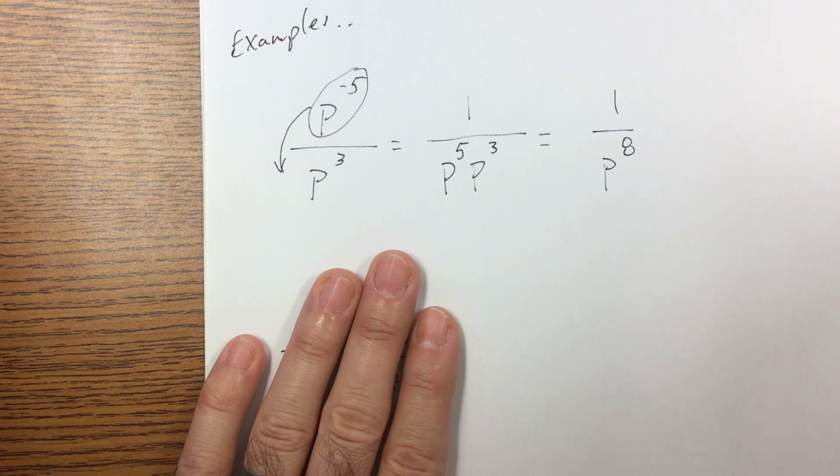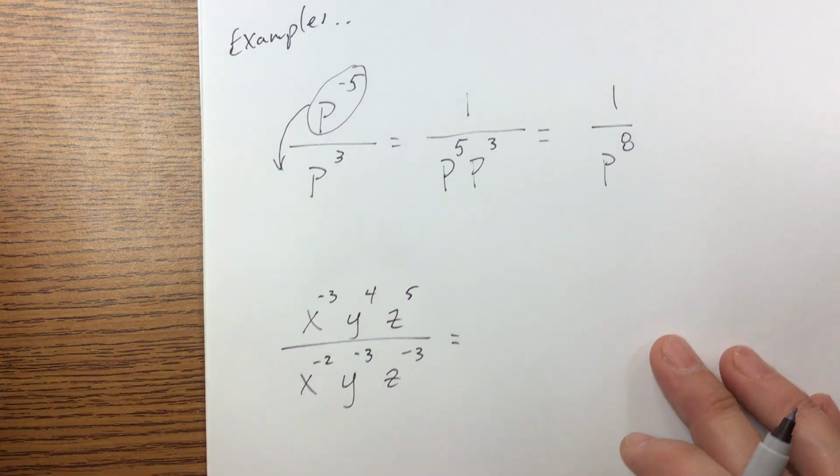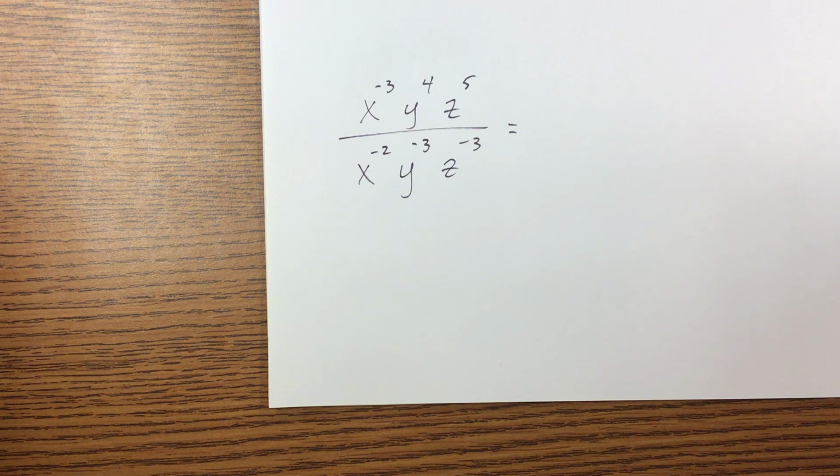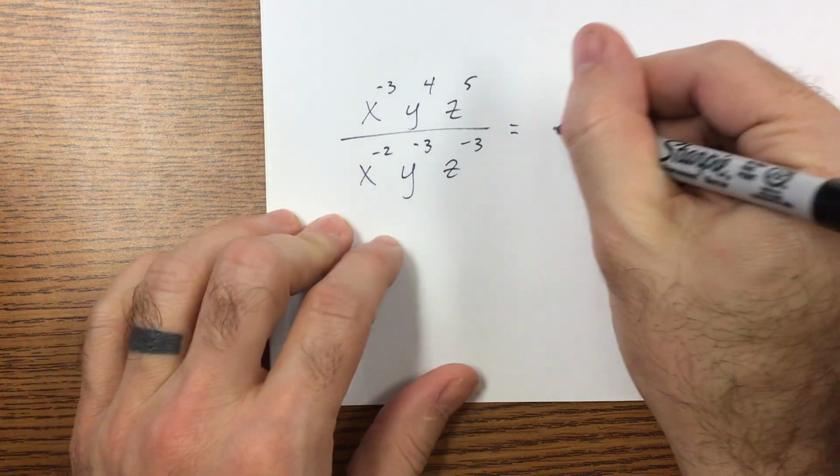I think that's our best answer. Fix negative exponents by moving them to the opposite side of the fraction bar. So let's look at this one. This one looks crazy. Oh my gosh, there's all kinds of stuff. Slow down. First step, fix your negatives.